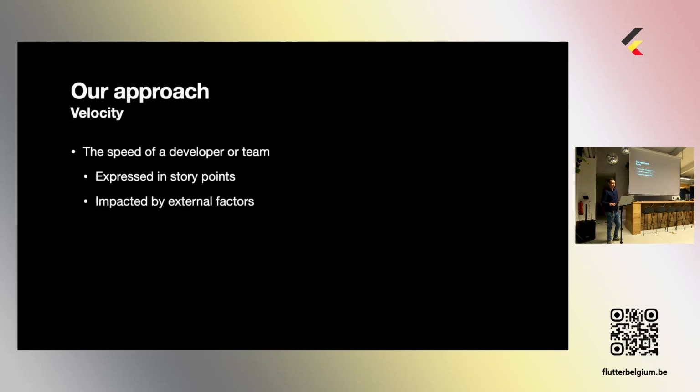It's the speed of a developer or a team, and it's expressed in story points. And it can be impacted by external factors. Why did I just give you some recap or some small introduction on agile and scrum development? Because for me, as a project manager, like I already mentioned, it was the key to success for several things: how to plan our projects, how to escalate to our clients if we were not going to make our deadline, and scoping functionalities.